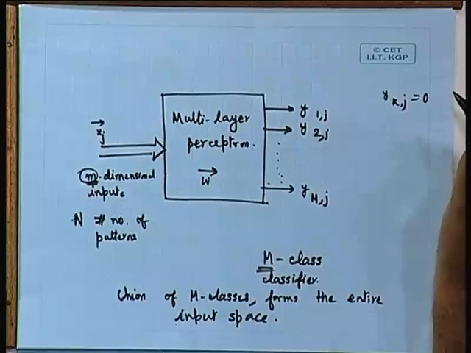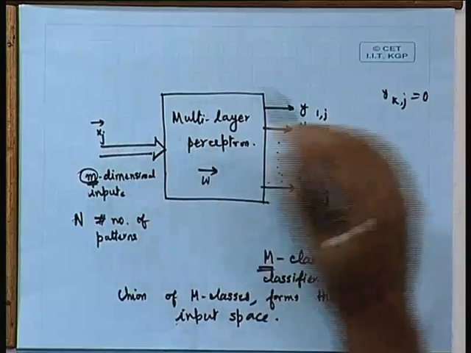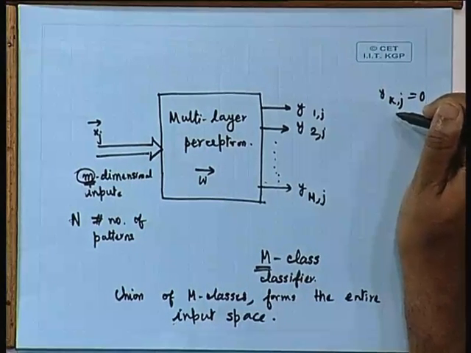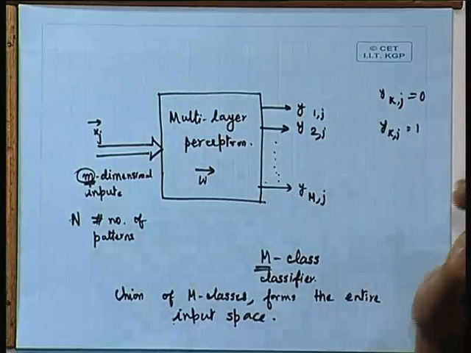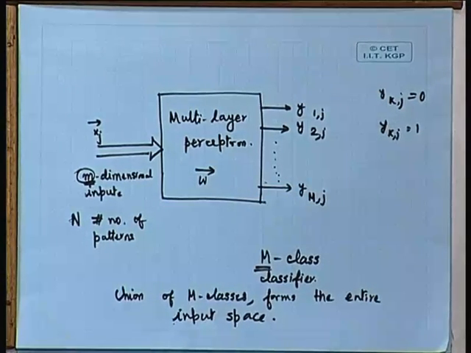In fact, we can look at the classification problem in the easiest way, by imagining that all these y's that we are generating as outputs are binaries. Binaries indicating that if the output y_kj is equal to 0, this will mean that the pattern x_j does not belong to the class k. And if we have y_kj equal to 1, that means the pattern j belongs to the class k.